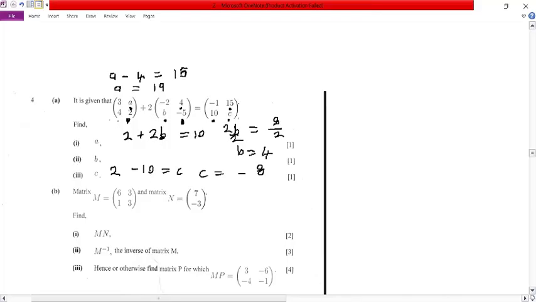On B, the values we should have compared are 4, B, and 10. So it's 4 plus 2B. 4 plus 2B equals 10. So 2B is equal to 6. So B is equal to 3.